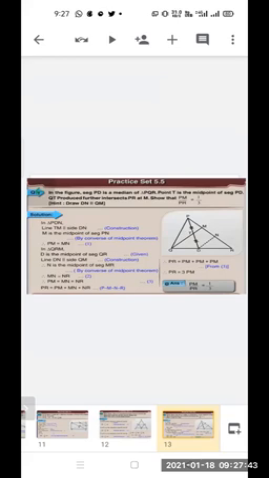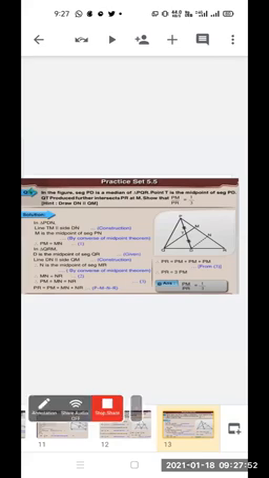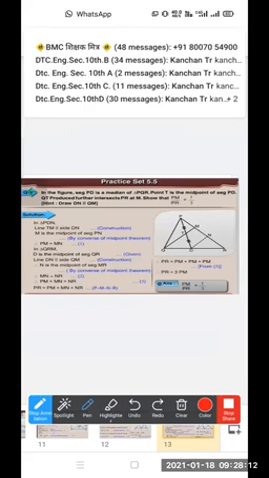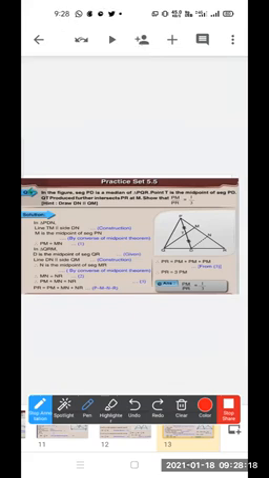It means it is a line segment joining the vertex to the midpoint of the opposite side, and it bisects that side. So here D is the midpoint of QR, since it is a given median. And point T is the midpoint of PD. QT produced further intersects PR at M. So we have to show that PM upon PR is equal to 1 upon 3.